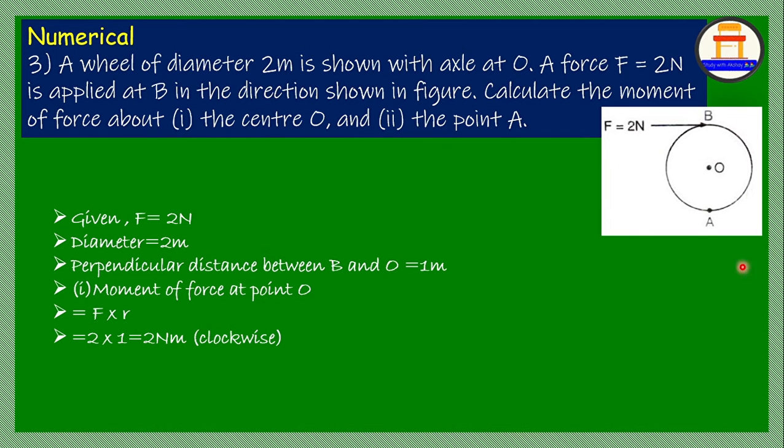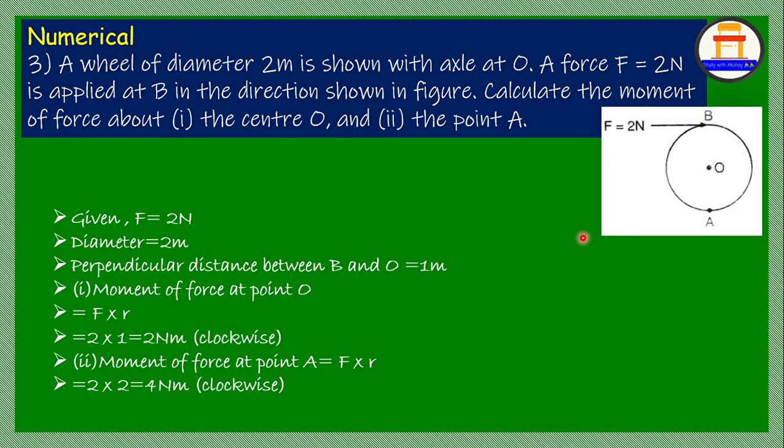It is clockwise direction. Next, coming to at point A, again F into R. So here R will basically be 2 because it is complete diameter itself. 2 into 2, it is 4 Newton meter, which is clockwise again. Hope you understood this question. Let's move ahead further.